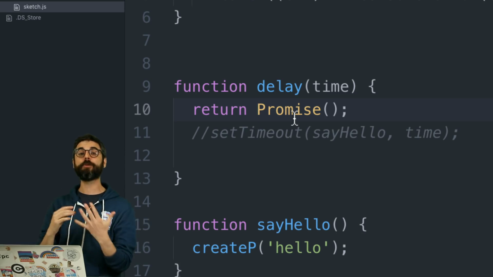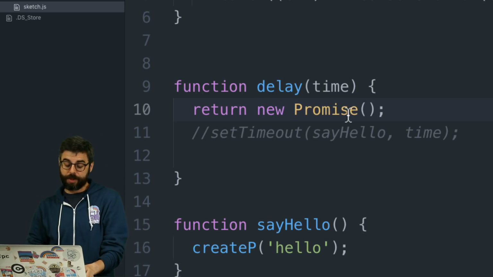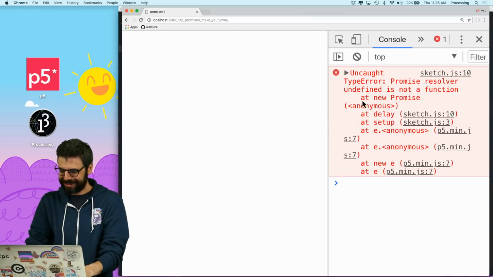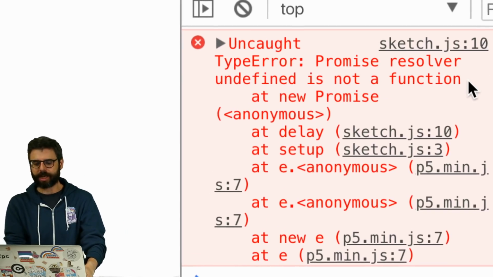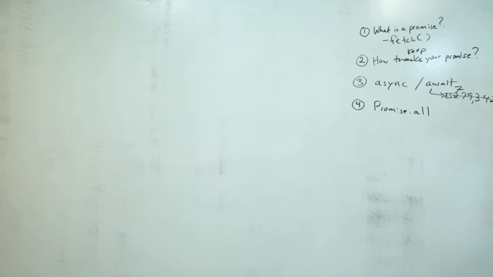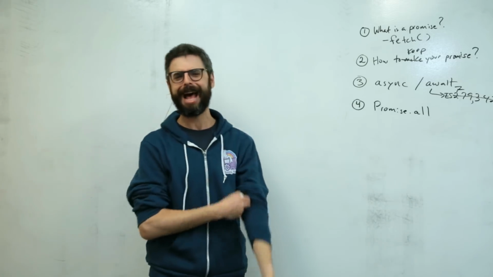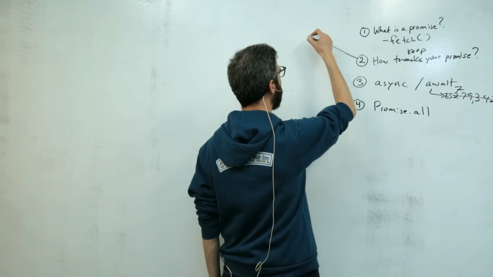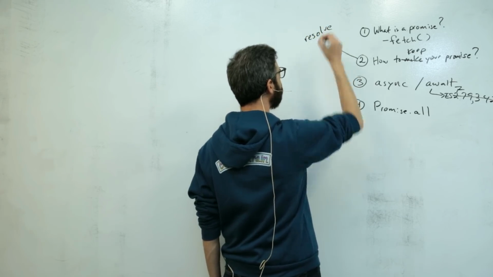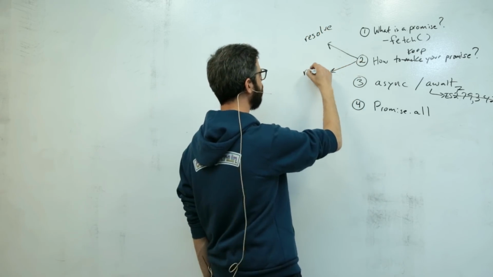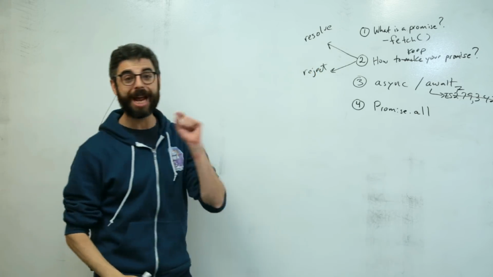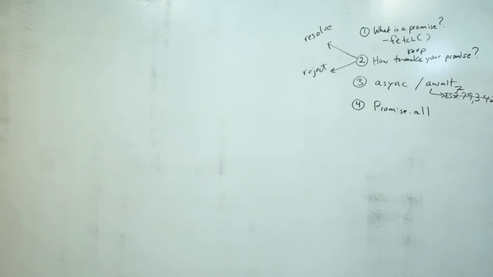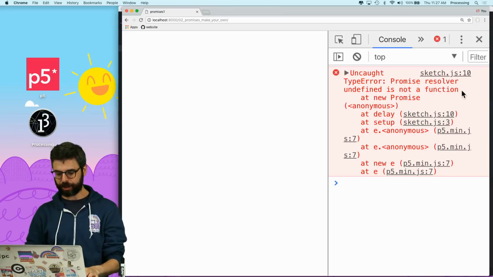All right, so I forgot, I need to return a new Promise. So I'm getting closer. Let's just see what happens now. Well, promise resolver is undefined. So if I want to make my own promise, in addition to just promising something, I have to provide pathways for resolution of that promise or rejection of that promise. So when I create the new promise, I have to say what happens when it's resolved and what happens when it's rejected.